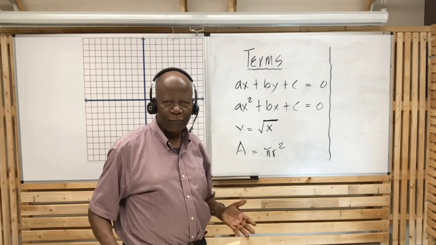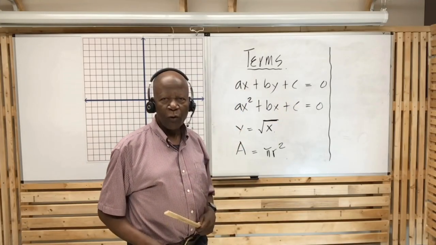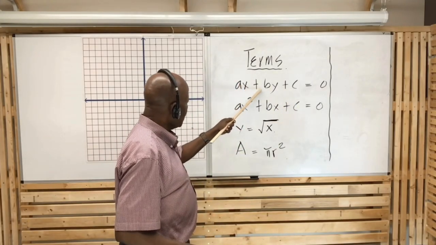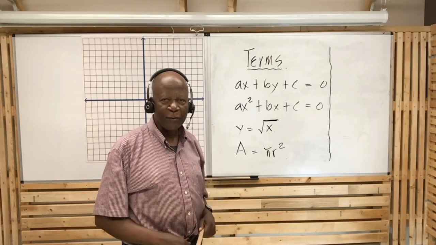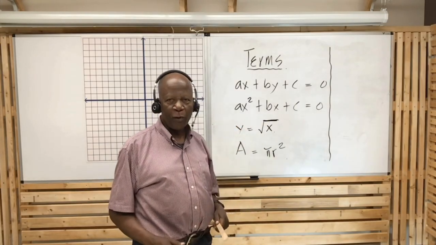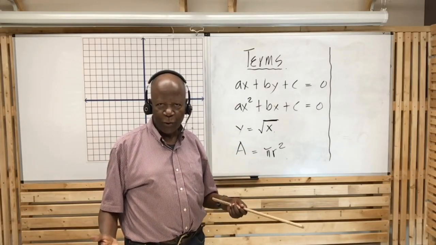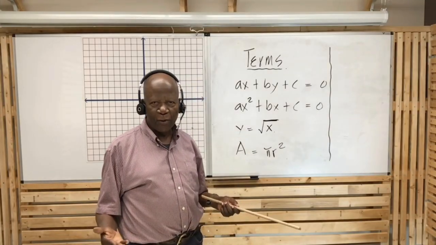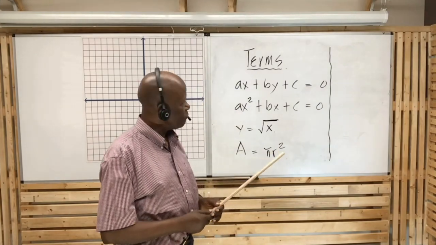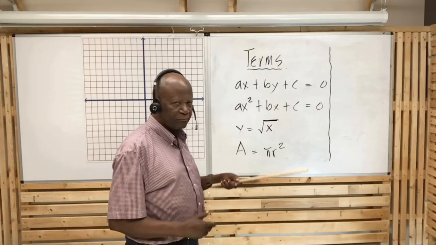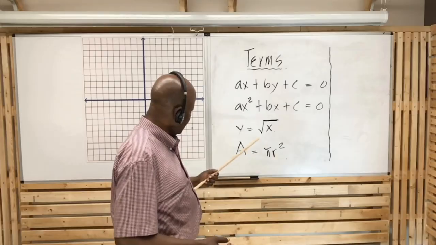Okay, here we are. I don't want to repeat myself. So you can see what we have on the board. This is a linear equation, a standard form of a linear equation, and this is a standard form of a quadratic equation. This is a radical equation, and this is just a formula for the area of a circle. So in all these are terms. All these are algebraic terms, all of them.